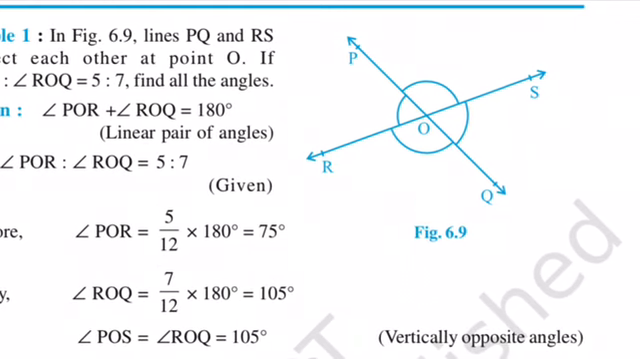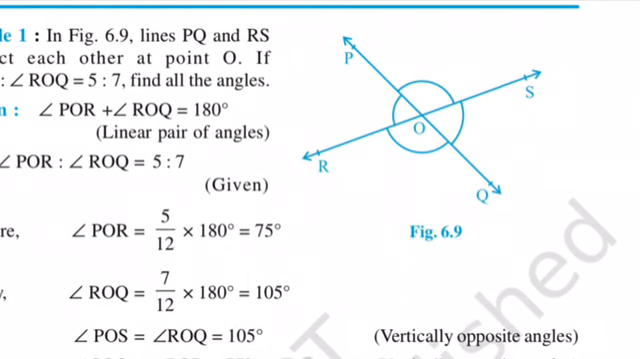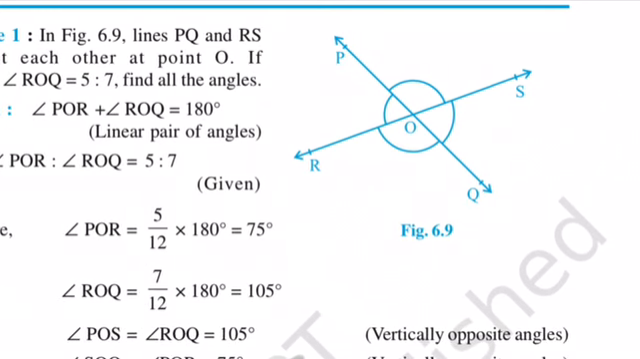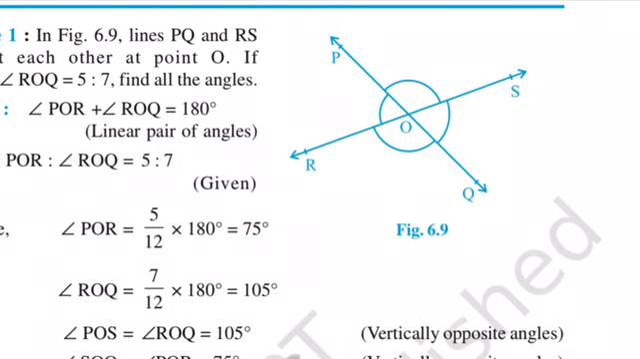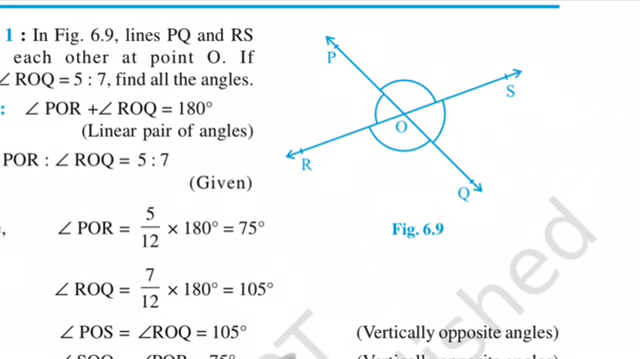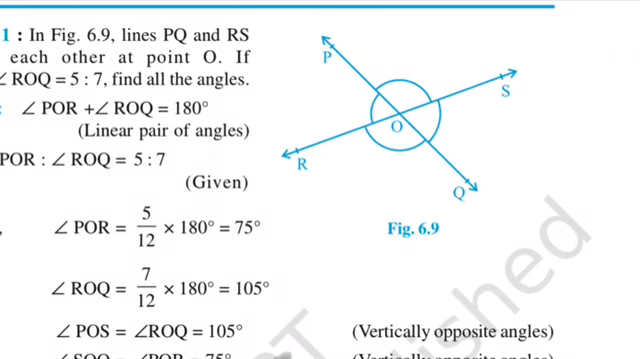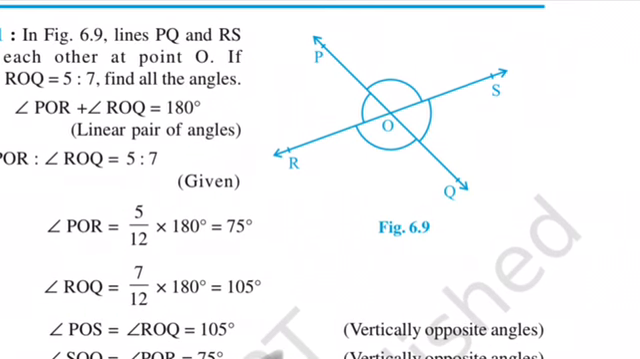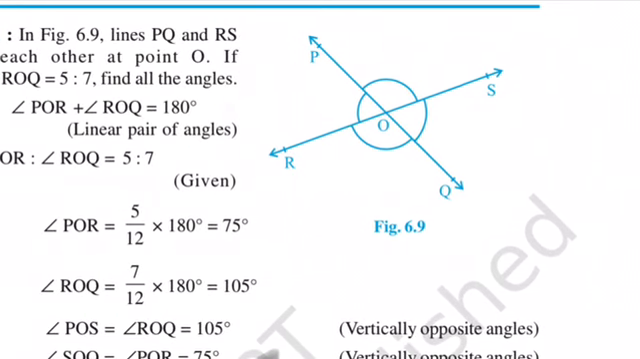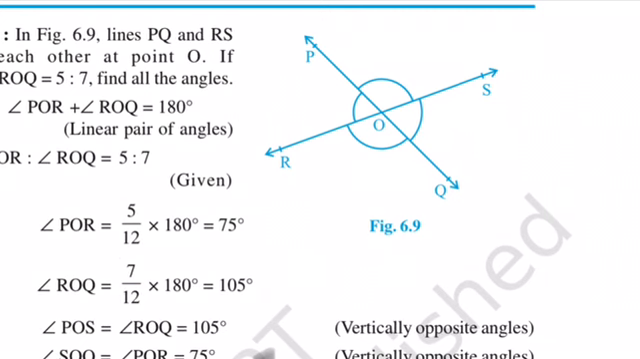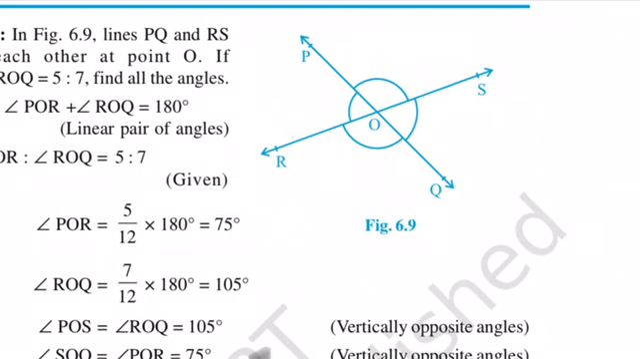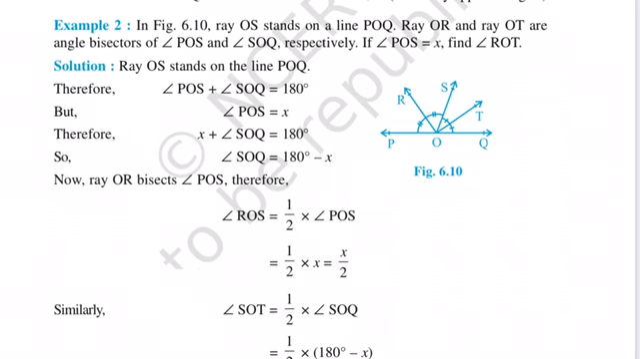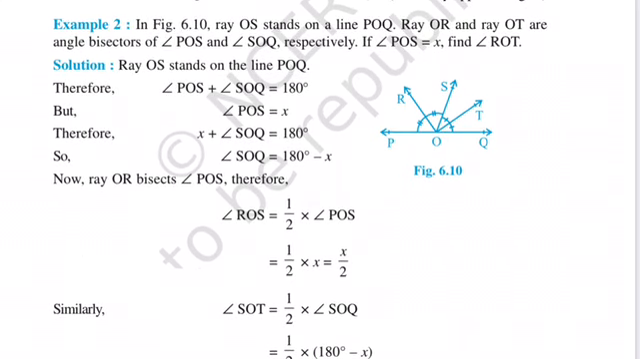Now by the vertically opposite angles, angle POR is equal to angle SOQ, so both angles are 75 degrees, and angle ROQ is equal to angle POS. That's why both these angles are equal to 105 degrees. So this is the complete solution of your example number 1. Okay, now we are going to discuss example number 2.